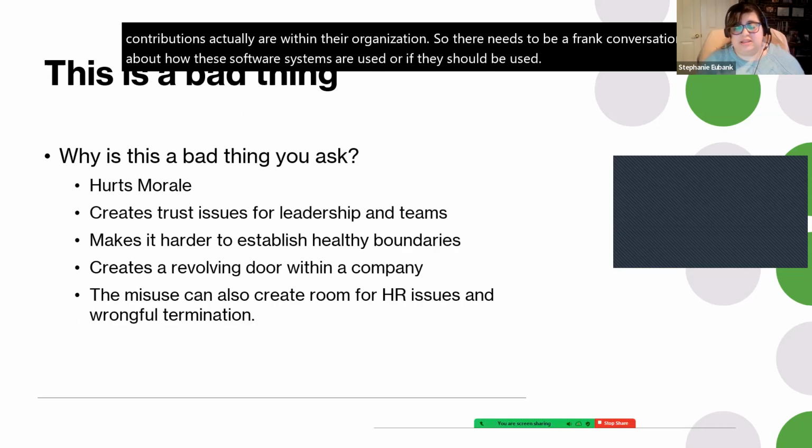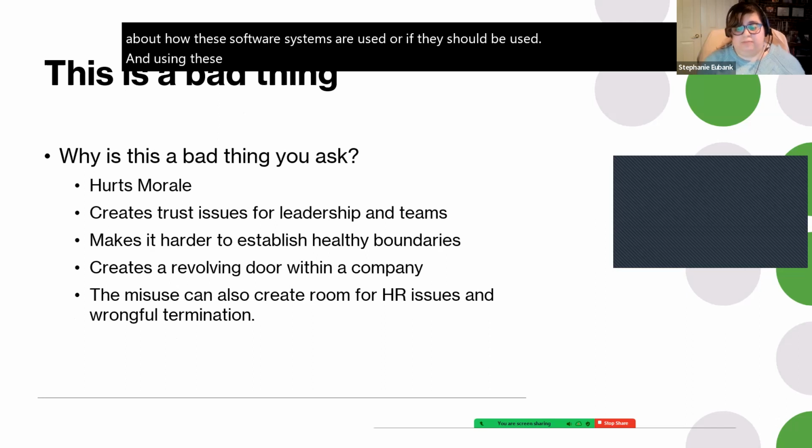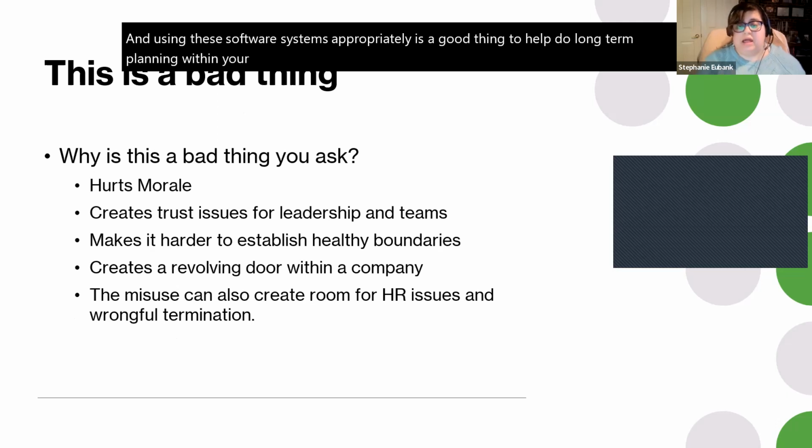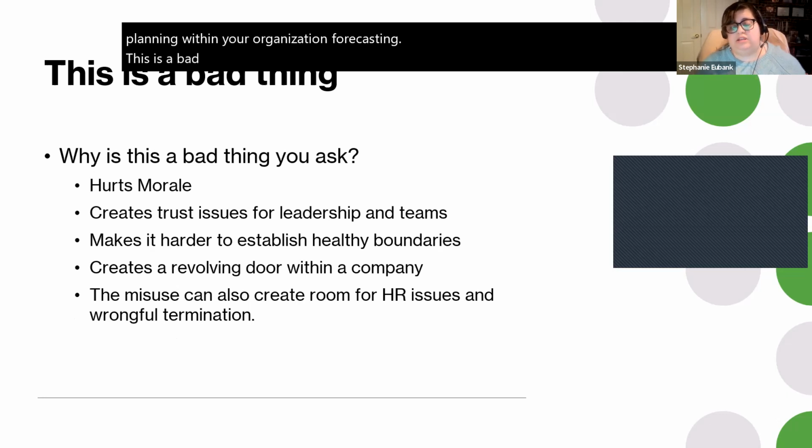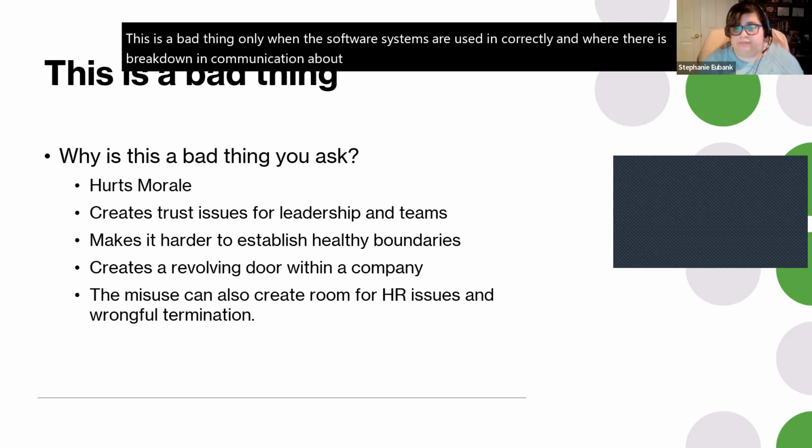And using these software systems appropriately is a good thing to help do long-term planning within your organization and forecasting. This is a bad thing only when these software systems are used incorrectly, and where there is a breakdown in communication about what's actually going on.